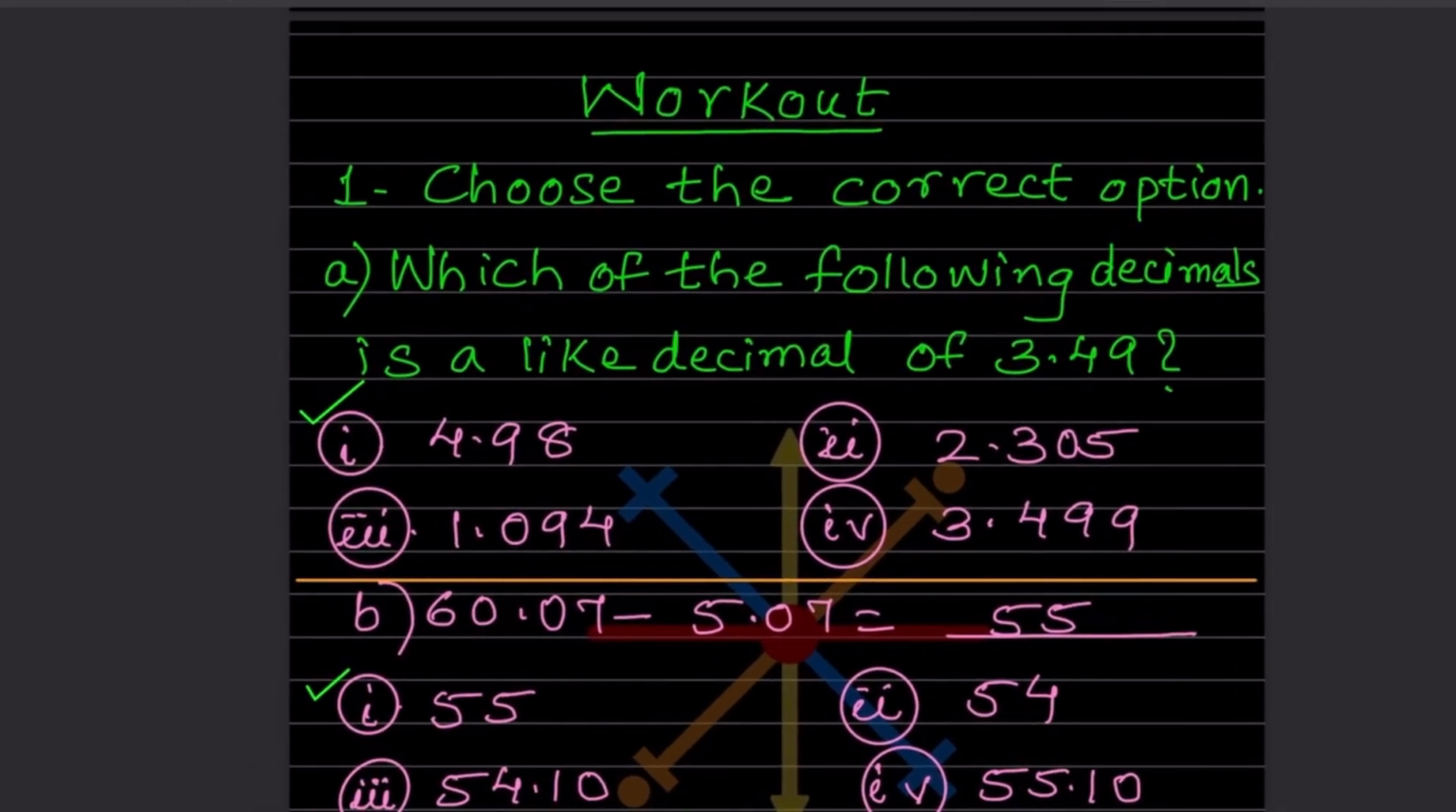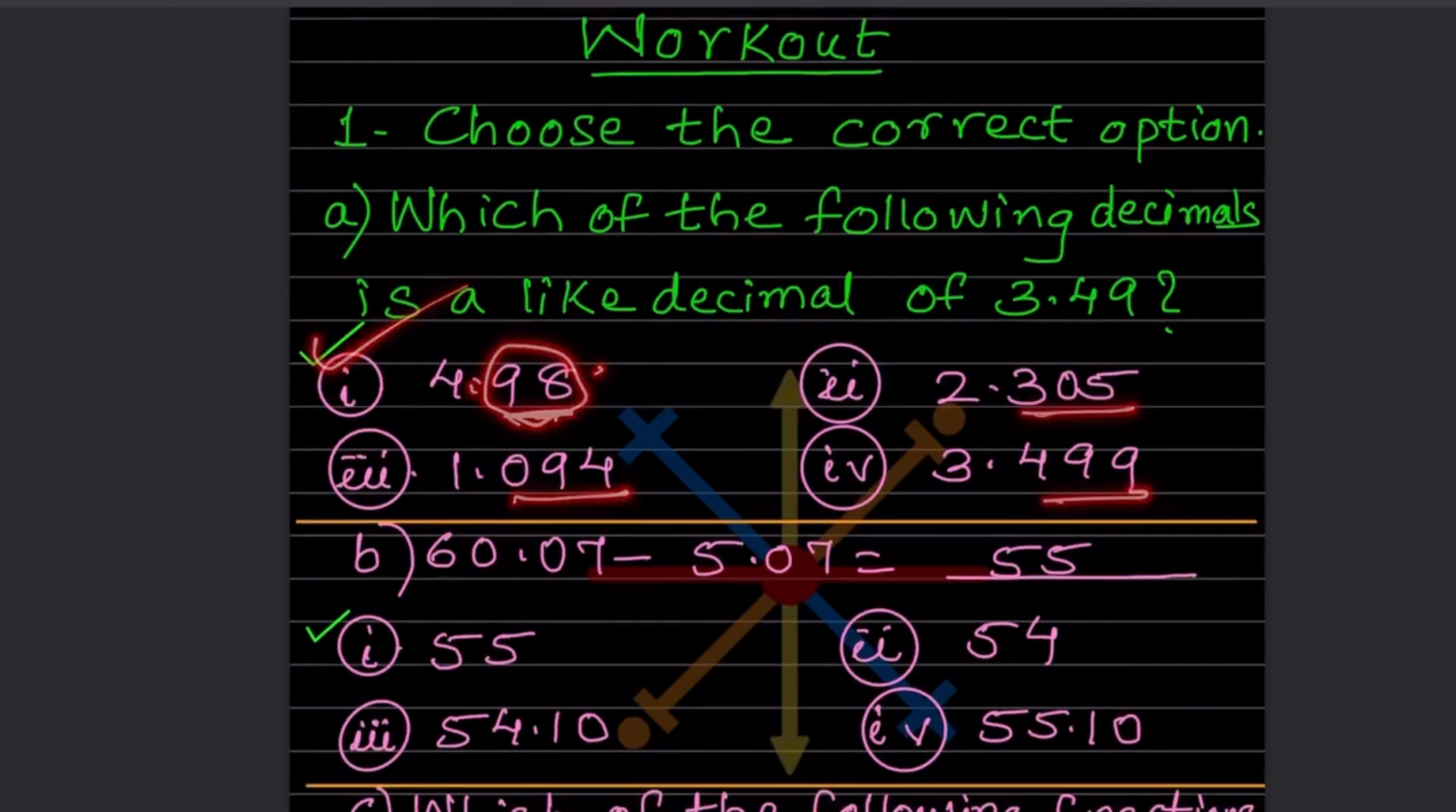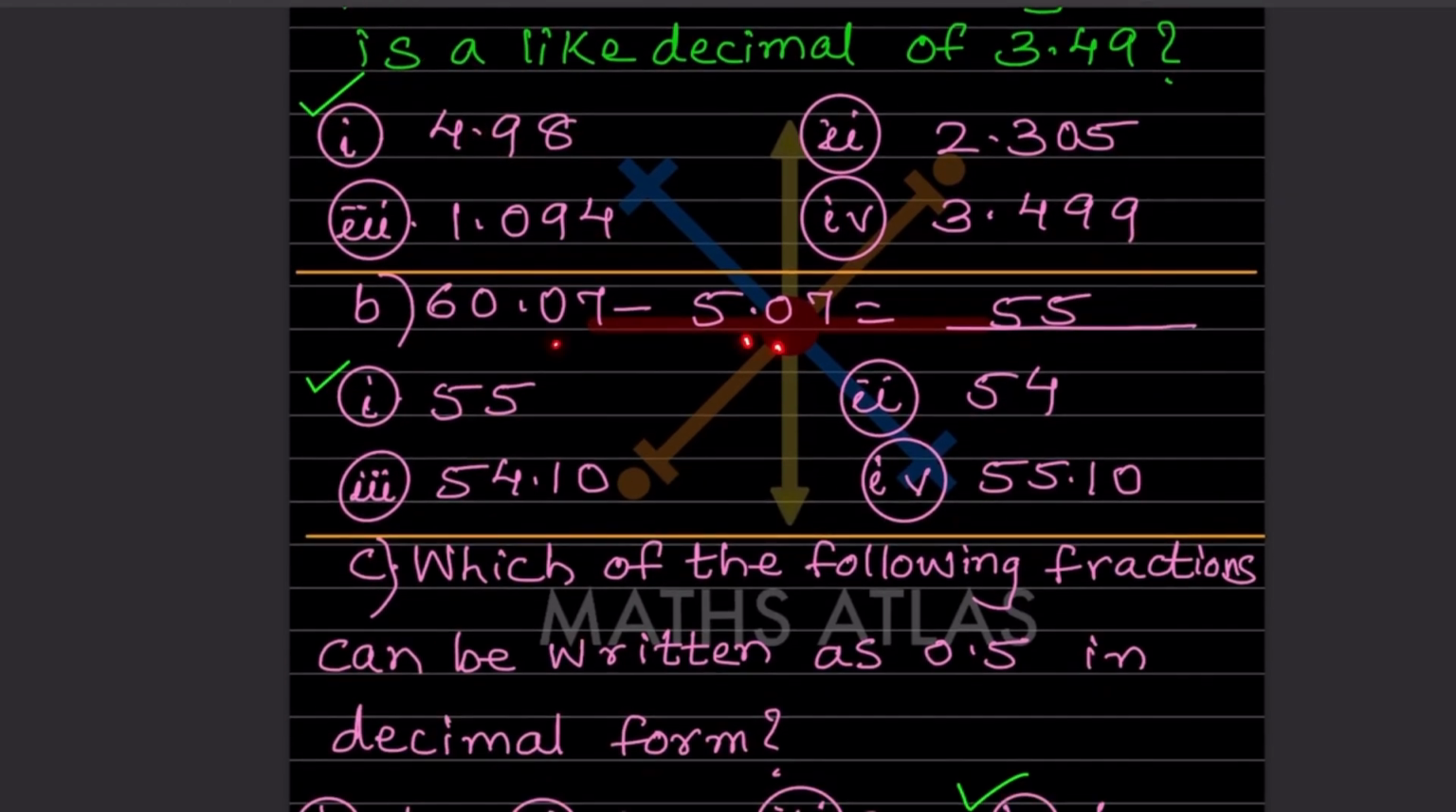Which of the following decimals is a like decimal? Now see here, 3.49. In 3.49, after the point there are two numbers. So when you see, after the point there are two numbers here. Here there are three after the point, here three, here three. So this is the correct option. Now when you subtract this number, what do you get? Just subtract and see, 60.07 and 5.07, and see the point. So the point is here. When you subtract this, you get what? 55. So 55 is the answer.